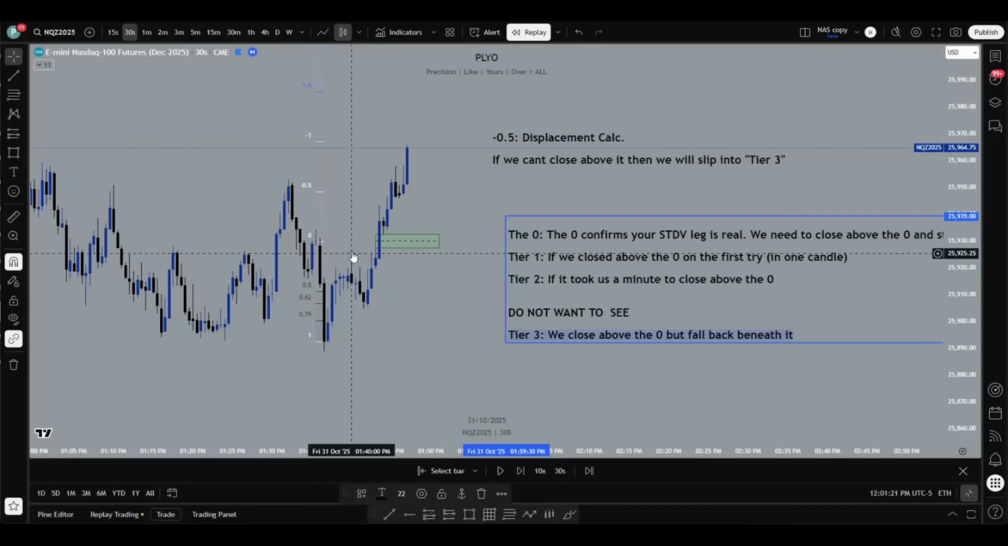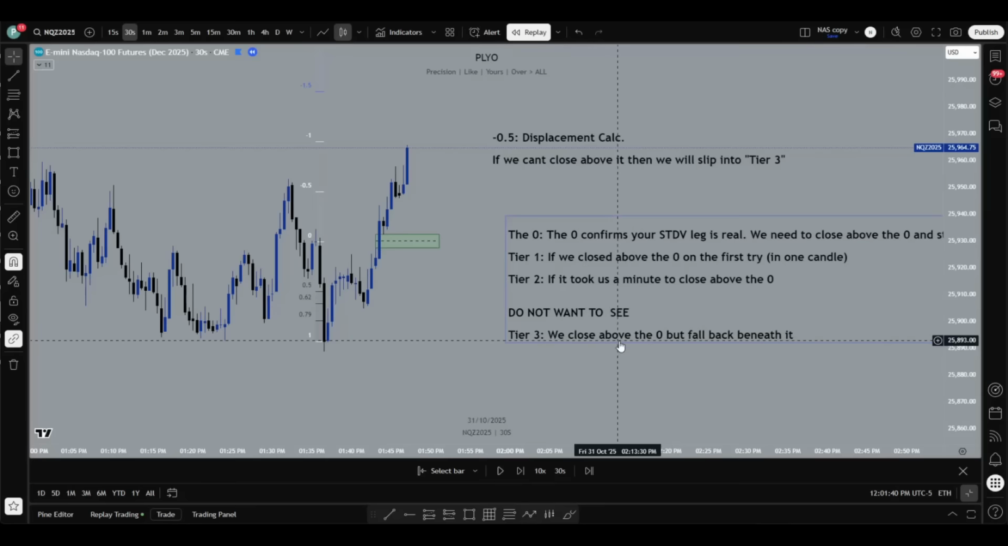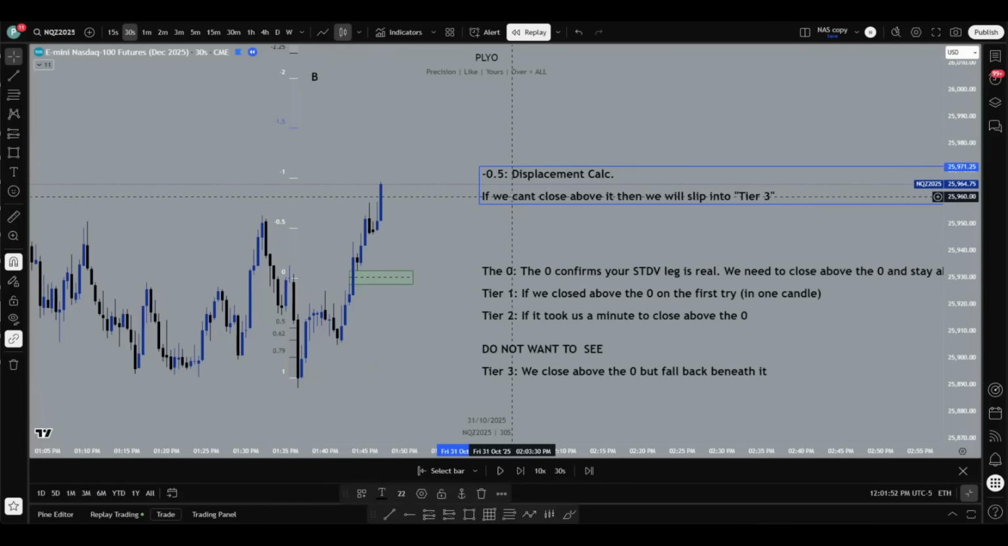Now, one thing I actually forgot to explain about the tier 2, for example, sometimes, it's kind of rare, but sometimes when we close above the zero, we'll push up past it and then fall back beneath. You may be thinking, okay, it's tier 3 and it's going to fail, but sometimes we'll hold OTE. But just know, tier 3 doesn't always have to fail. Sometimes these OTE levels actually end up holding. Okay, just know that. I feel like -0.5 doesn't really need any more explanation than that, other than it's a displacement calculator. If you see us close past it, it's a very good sign that we're going to try to get to point B, or extremely close to it.